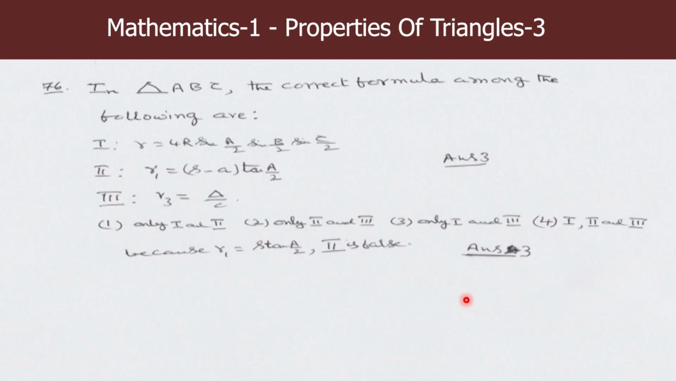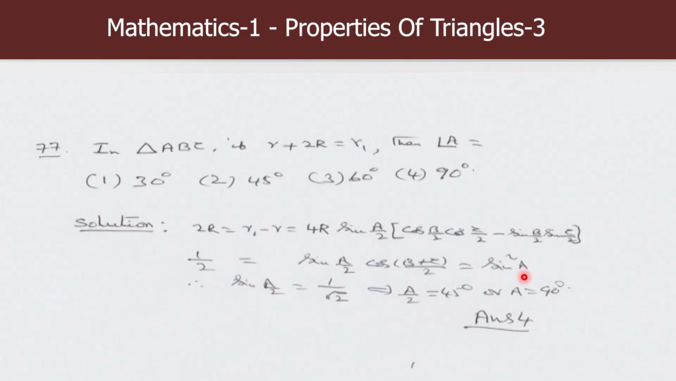r1 is simply s tan A by 2, and r2 is s tan B by 2, and r3 is s tan C by 2. So therefore 1 and 3 are correct, 2 is not correct. So the correct option is option number 3. What is 3? Only 1 and 3.